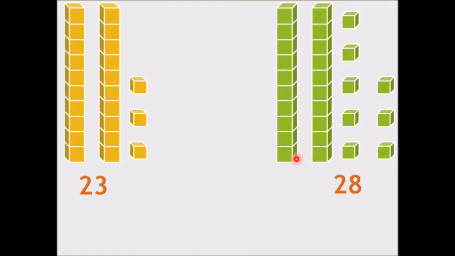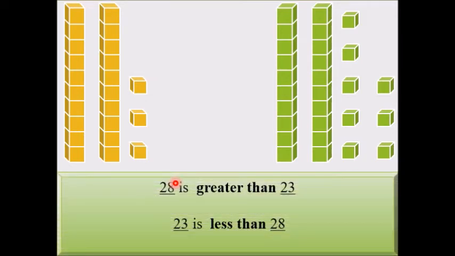We start by comparing the tens. Oh, but wait! They are the same. How can we decide? We must compare the ones. 3 ones are fewer than 8 ones, or 8 ones are more than 3 ones. So 28 is greater than 23. 23 is less than 28.